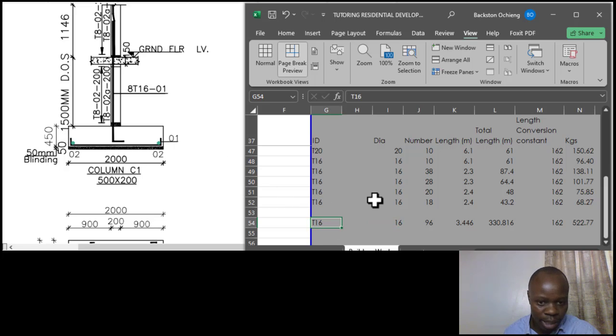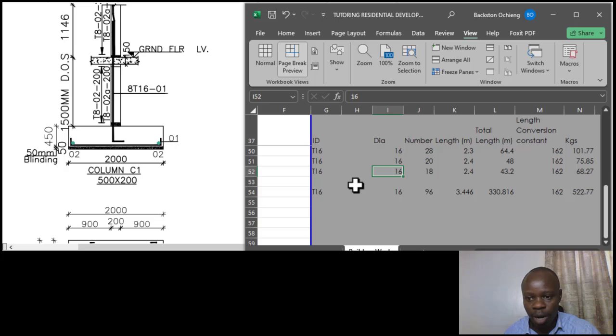So we've talked about that, and as usual, we prefer that we finish with one bar or with one column, and then we proceed to the next column.